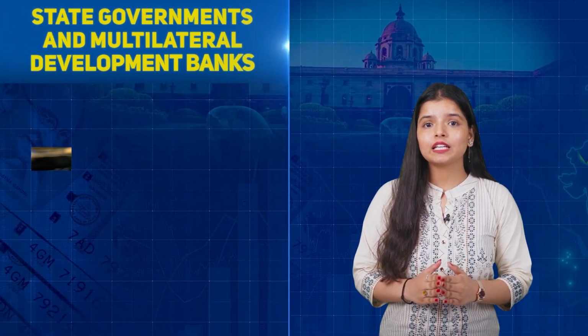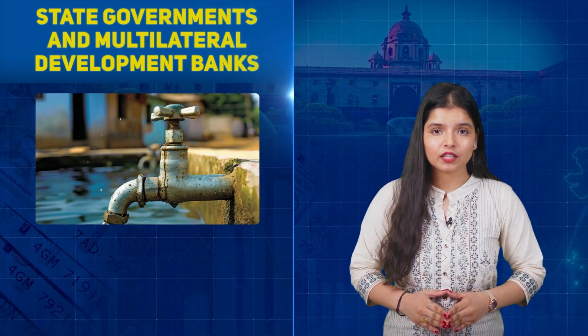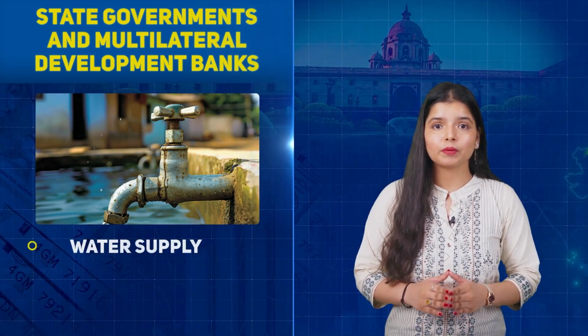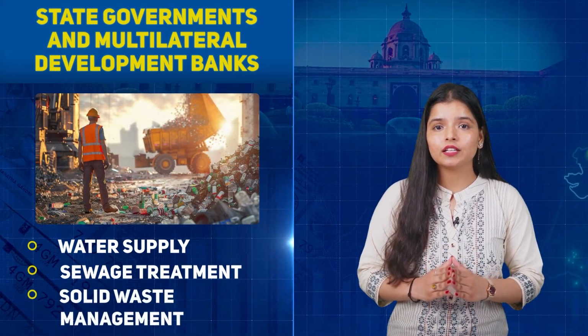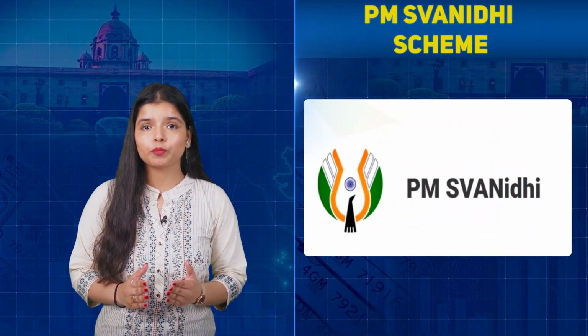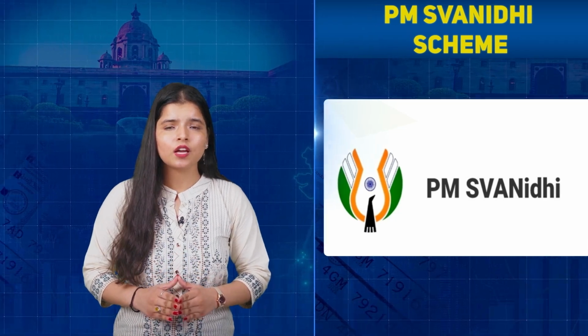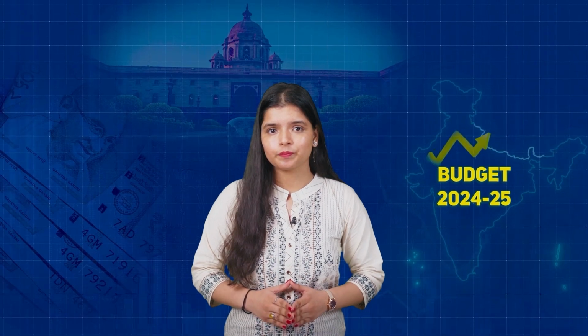In partnership with state governments and multilateral development banks, projects and services for water supply, sewage treatment, and solid waste management will be promoted in 100 large cities through bankable projects. Building on the success of the PM Swanidhi scheme, a new initiative will support the development of 100 weekly huts or street food hubs each year for the next 5 years in selected cities.